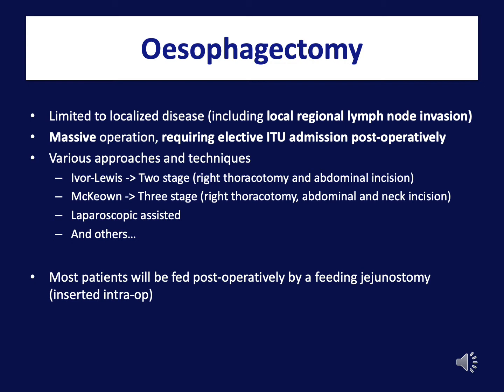The abdominal incision is usually a rooftop incision or can be a midline laparotomy. McKeown is a three-stage procedure, which also includes a neck incision, and then there are various laparoscopic assisted techniques. It's important to know most patients will have a chest drain inserted to prevent pneumothorax from the thoracotomy, and also most patients will have a feeding jejunostomy inserted for feeding post-operatively.